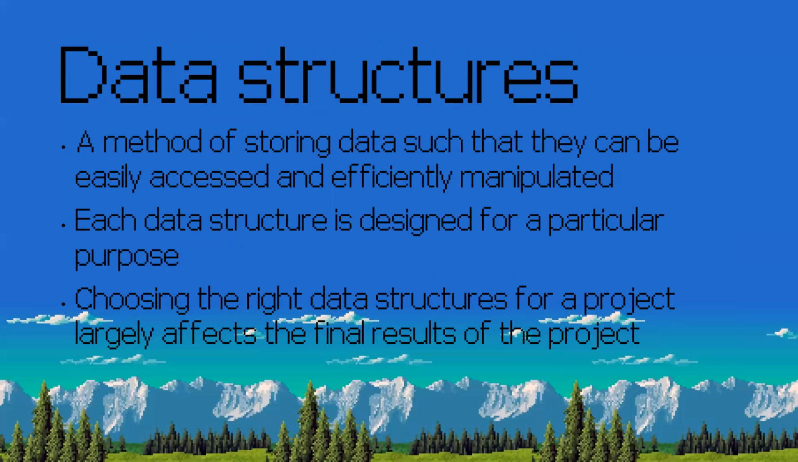Next up, data structures. It's a method of storing data such that they can be easily accessed and efficiently manipulated. Each data structure is designed for a particular purpose. For example, if you want to be able to access elements using their indexes, like section number 2 of lesson number 21, then speaking in a computer science context, you're looking for the array. But if you want to refer to the values by a key, like a dictionary, in that case, you're looking for a data structure called hash maps or hash tables.